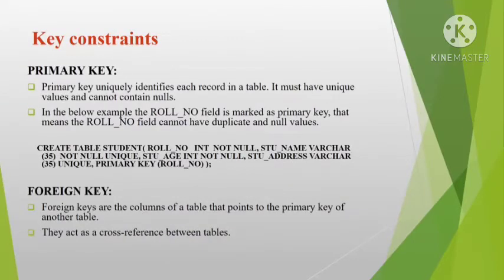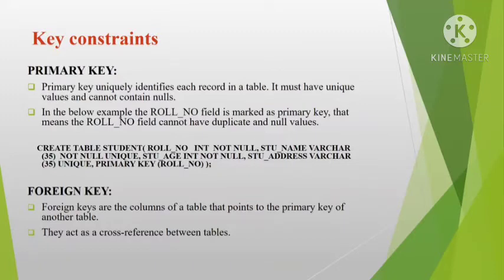Then key constraints: primary key and foreign key. Primary keys are used to identify each record in the table. The primary key always has a unique value and cannot be null. A table will have a lot of records and each record is uniquely identified with the help of this primary key. In the given example, roll number, name, address, age are all values and roll number is given as the primary key.